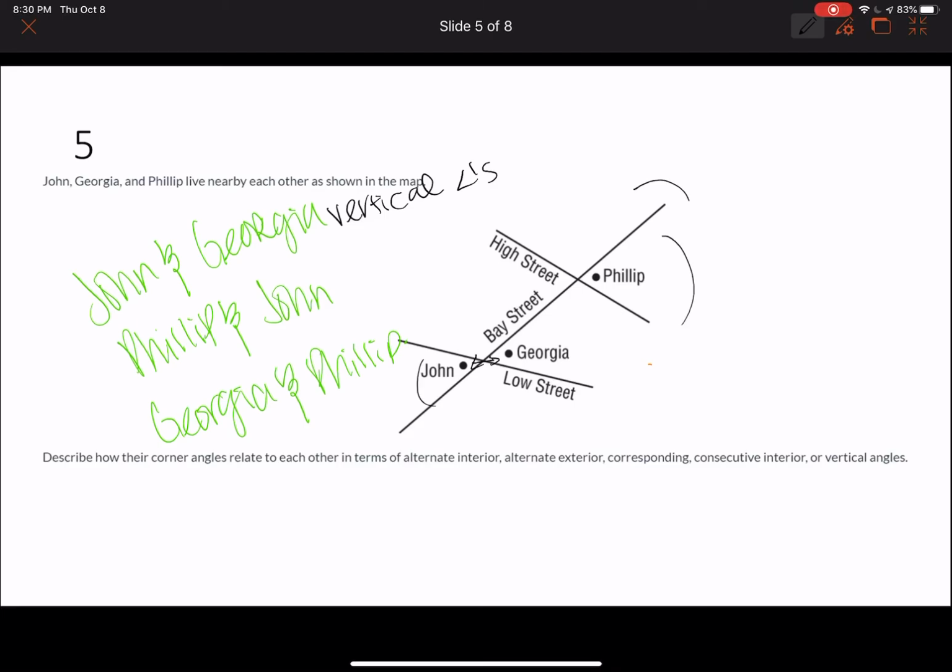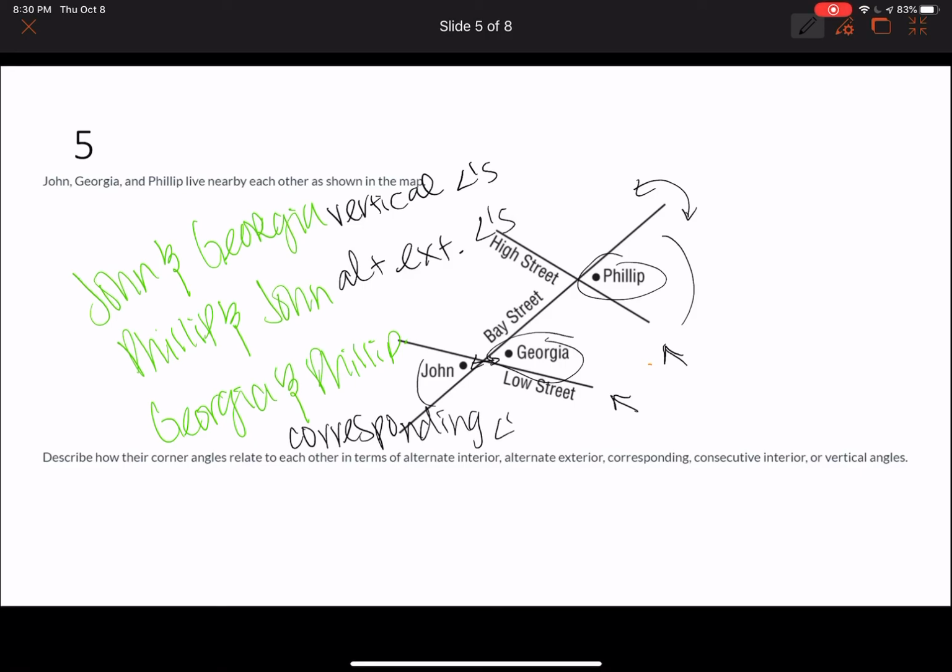They're on opposite sides of your transversal here. And they're on the outside of your two lines being cut by a transversal. So they're alternate exterior angles. And lastly, you've got Georgia and Philip that are in the same spot. It's almost as if you had copied and pasted them. And so they would be corresponding angles.